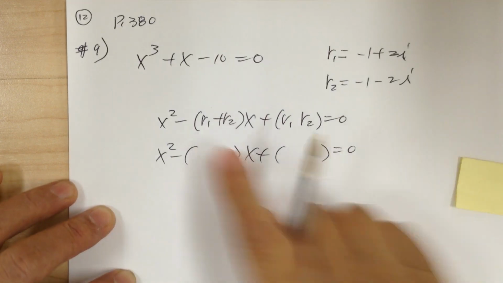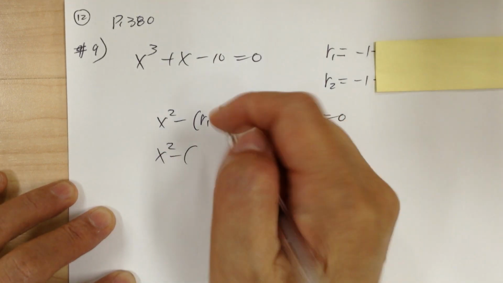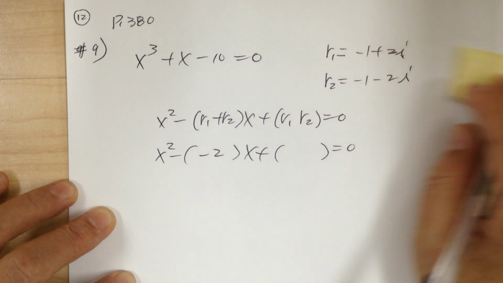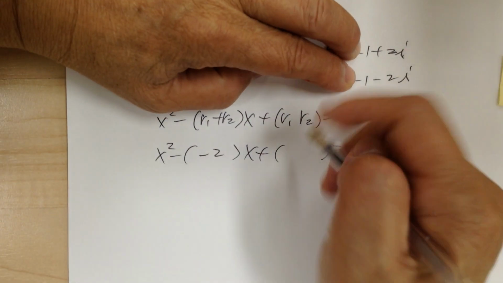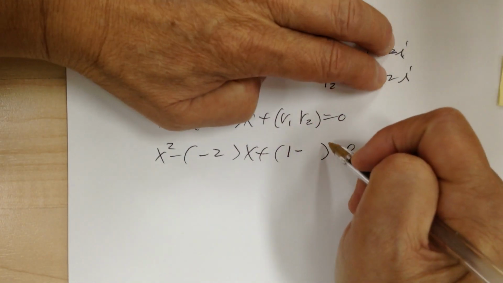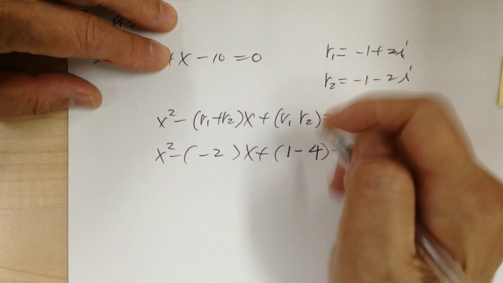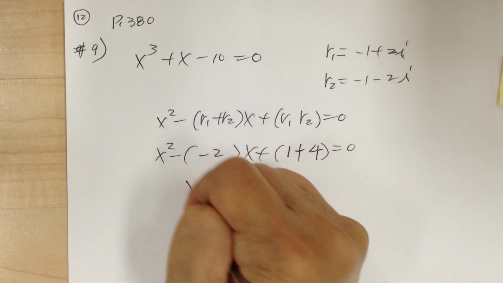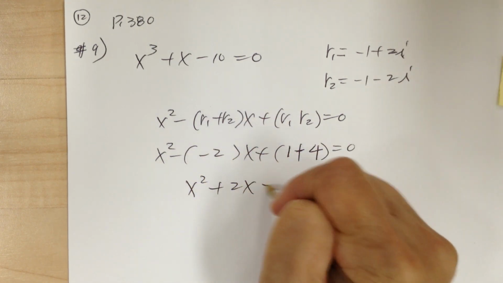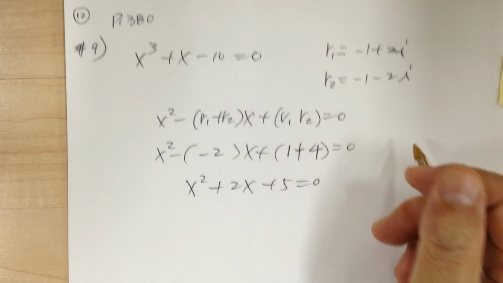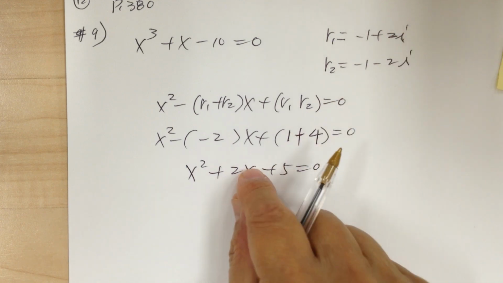Okay, so when you add, this will cancel out, so you're going to get -2. When you multiply, this would be 1, this would be minus 2 times 2 is 4, i times i is -1, -1 times -4 will give you plus 4. So this becomes x squared plus 2x plus 5 equal to 0. So these 2 answers came from these.